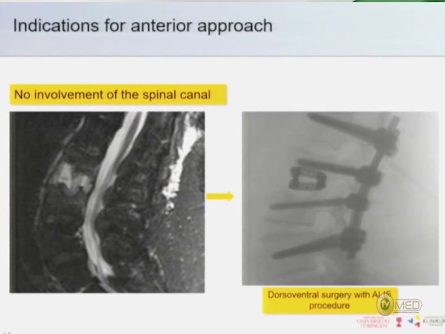Another indication for anterior approach, I think, if you have spondylodiscitis, as you see here, you have no involvement of the spinal canal, it's completely free. So I don't want to have any bacteria in the spinal canal, so I do a dorsal stabilization and then an ALIF procedure from an anterior approach.